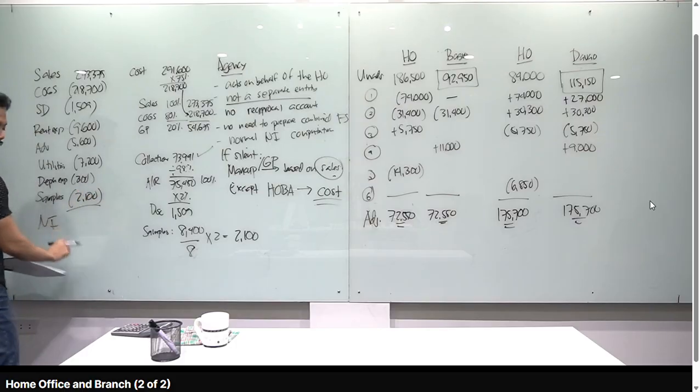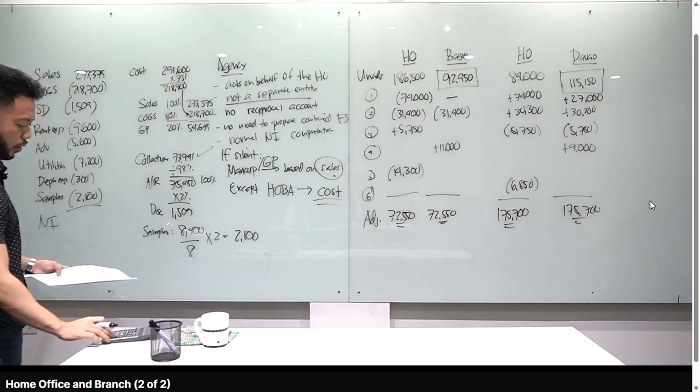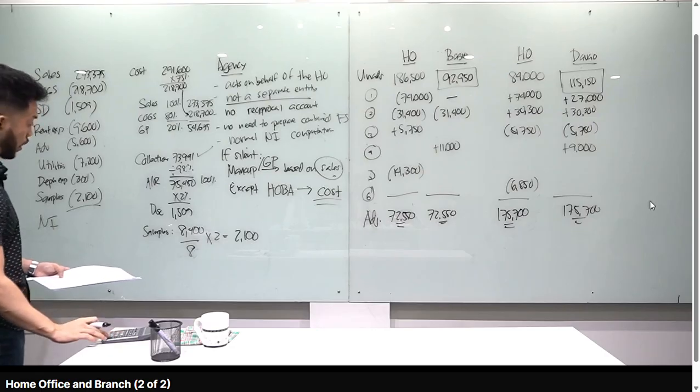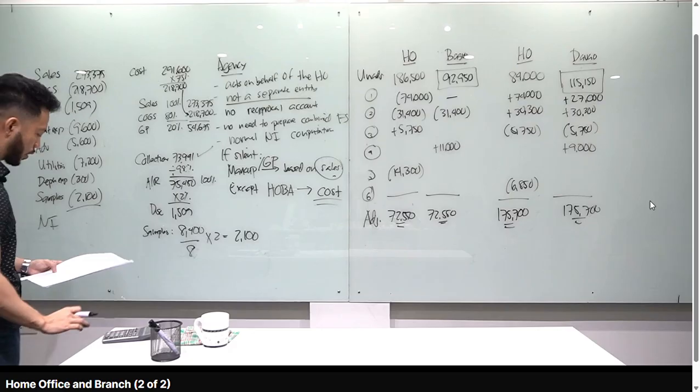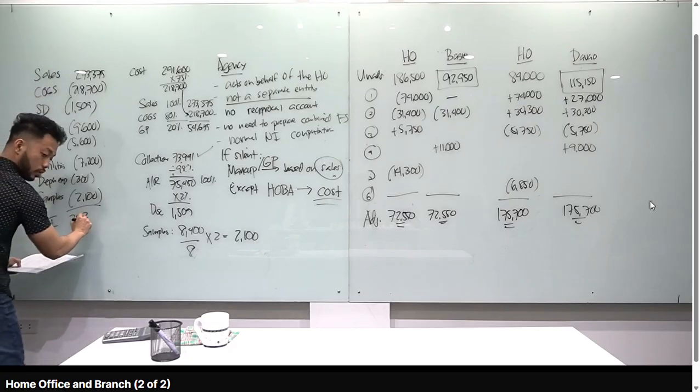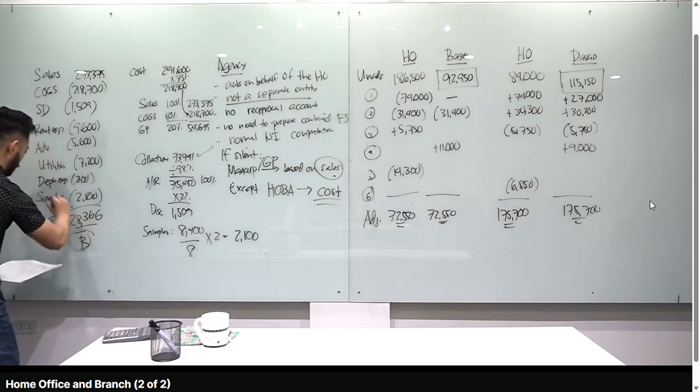Compute natin net income of the agency, 273,375, minus cost of goods sold na 218,700, minus 1,509, minus 96, minus 56, minus 72, minus 300, minus 21, you get 28,366. Letter B. Final answer natin.